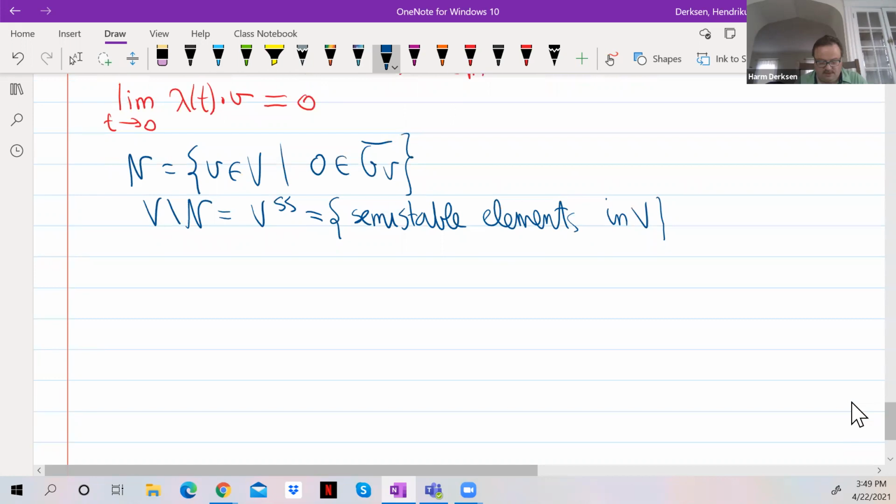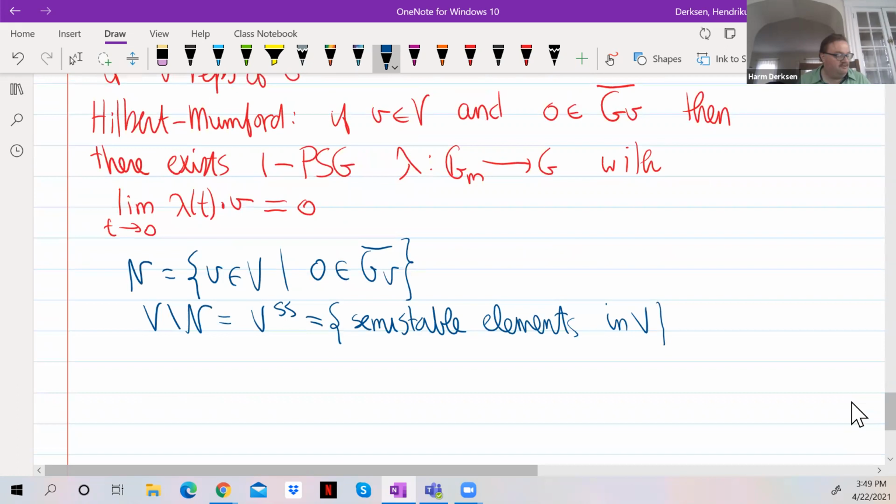So like I said before, this limit might not quite make sense if you don't work with the complex or real numbers. And the Zariski topology is not Hausdorff. But I mean, there's an easy way to make sense out of this, right?